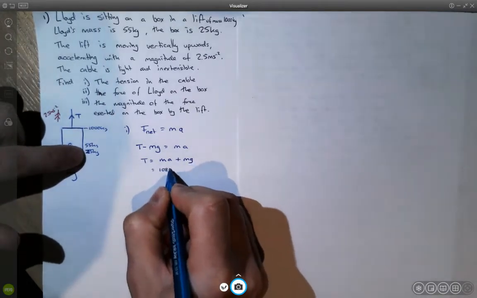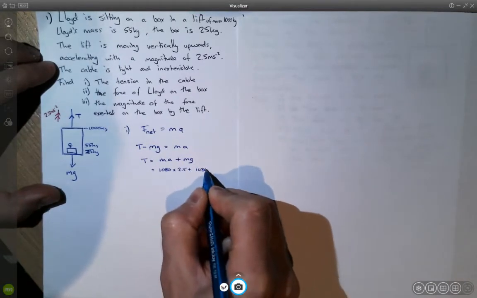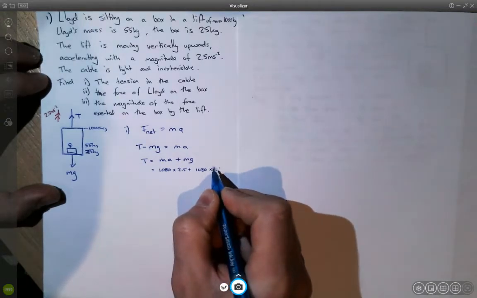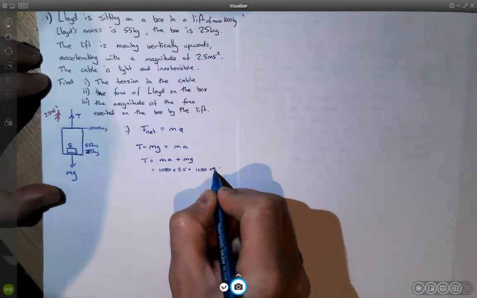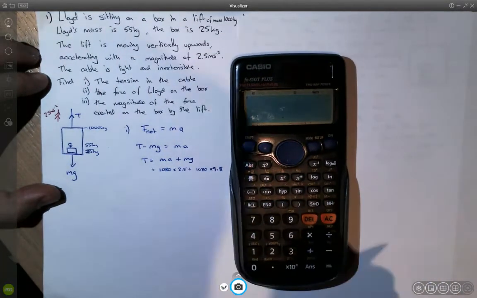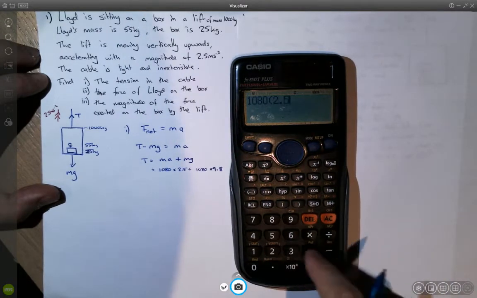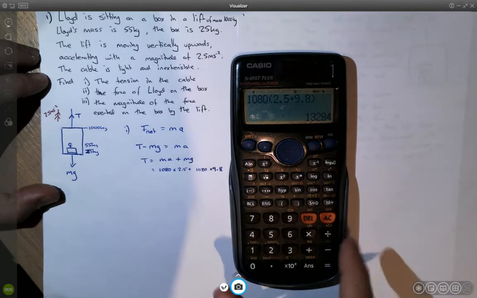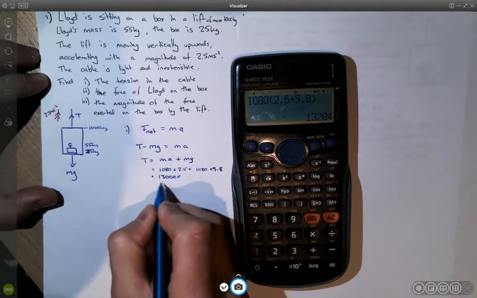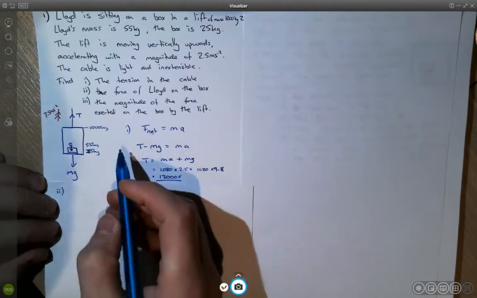1,080 times the acceleration, which is 2.5, and then plus 1,080 times the acceleration due to gravity, which is obviously 9.8. So let's put this in our calculator. And we get 13,000 newtons.